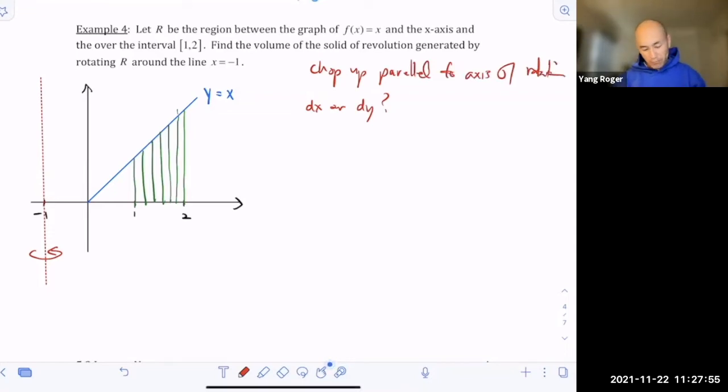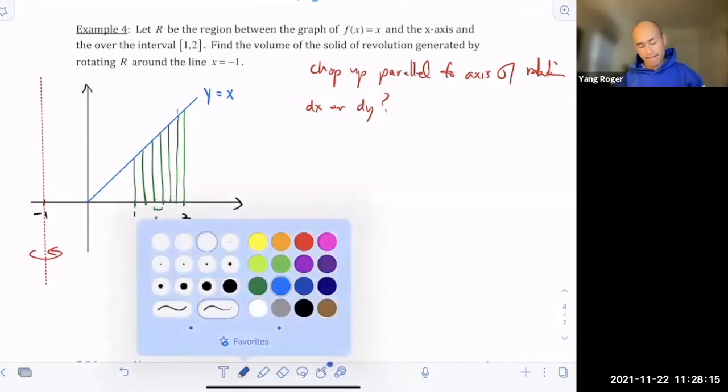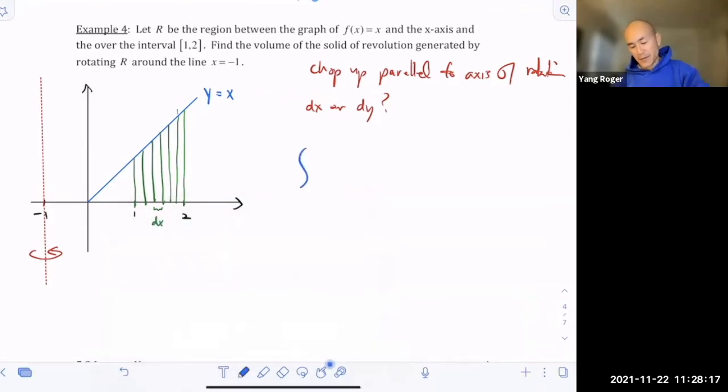No. So the way I've drawn this picture, if I chop it up like this, to me, that looks like that little bit of thickness right here lies on the x-axis. So I think it should be a dx. So I'm going to set up my integral. It's going to be a dx integral.